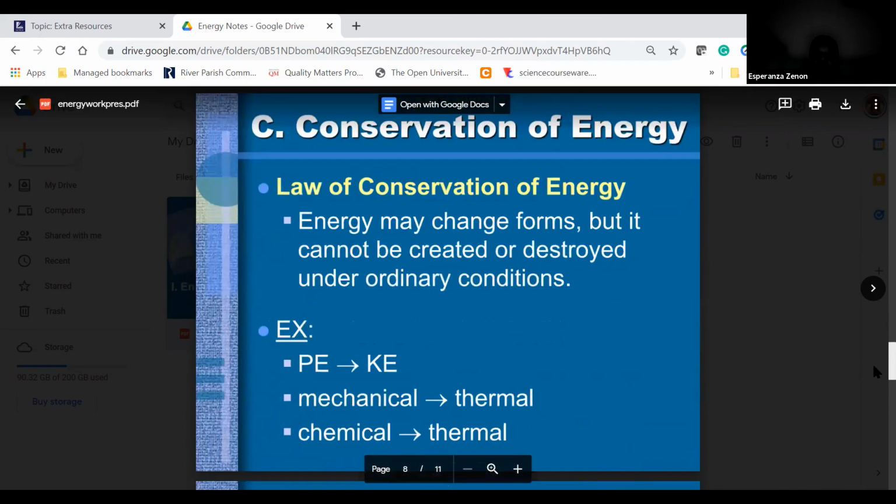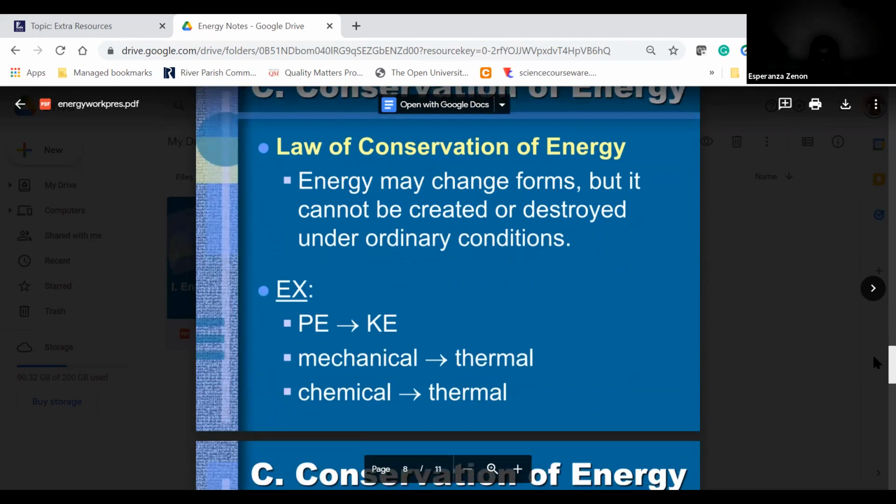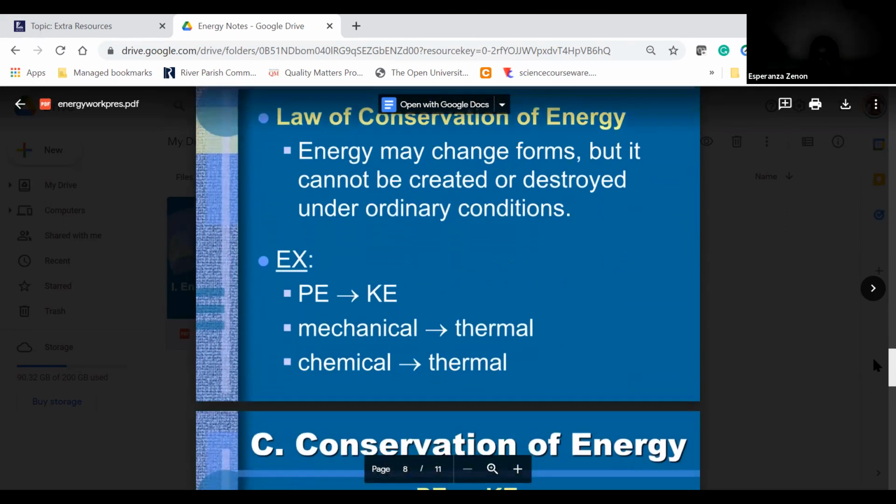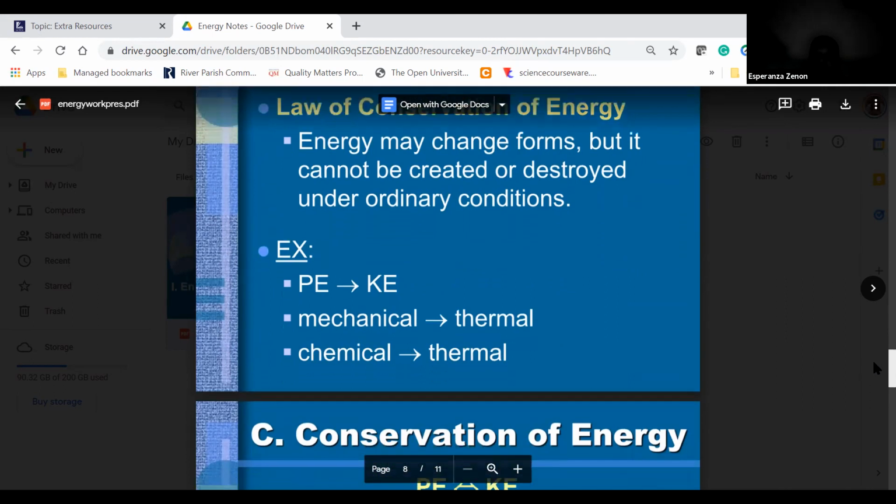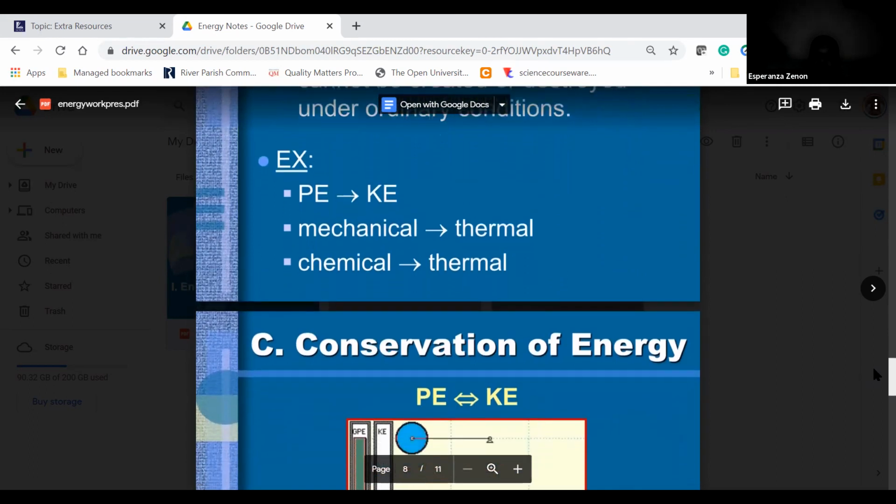Okay, so let's take a quick peek at the law of conservation of energy. So energy can change forms, but it cannot be created or destroyed. And they say under ordinary conditions, they mean where you don't have any friction involved. They mean where you can look at the system in an isolated capacity, my bad, okay?